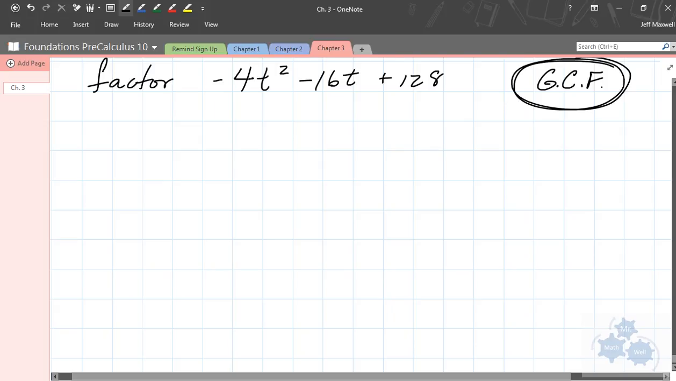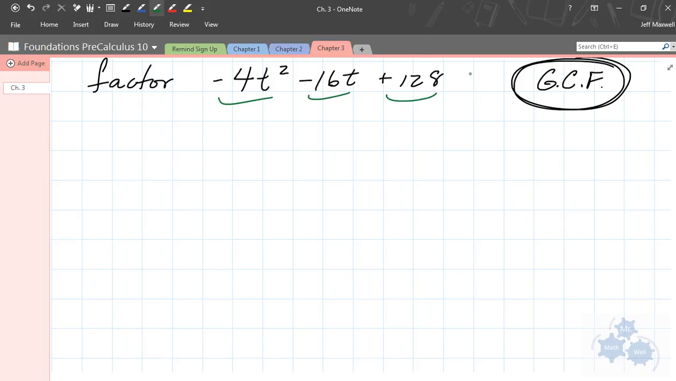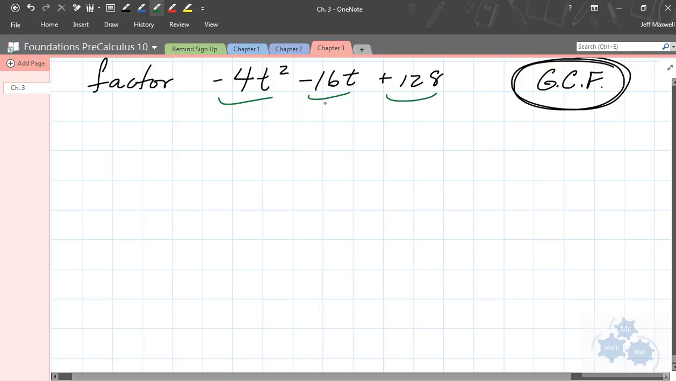Okay? So the first step is to look at all the terms, and you should do this every time you're asked to factor a trinomial or any polynomial. Look at each of the terms and see if you can factor out a GCF. And so what number is a common factor to each one of these terms?